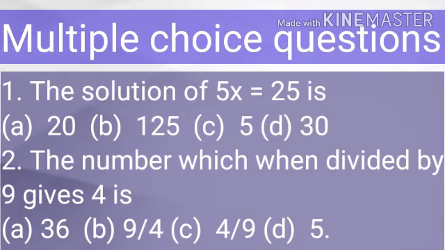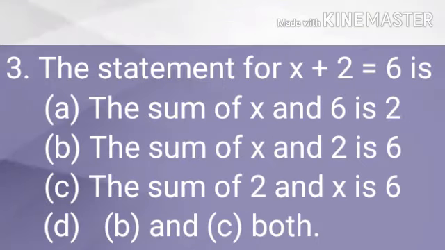Multiple choice questions. First, the solution of 5x is equal to 25 is A 20, B 125, C 5, D 30. Second, the number which when divided by 9 gives 4 is A 36, B 9 upon 4, C 4 upon 9, D 5. Third, the statement for x plus 2 is equal to 6 is A. The sum of x and 6 is 2. B. The sum of x and 2 is 6. C. The sum of 2 and x is 6. D. B and C both.